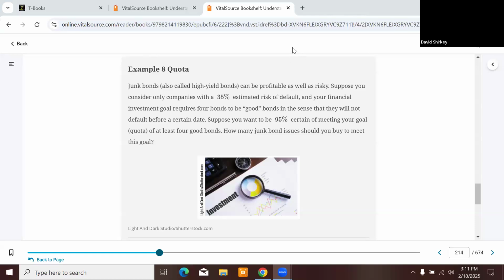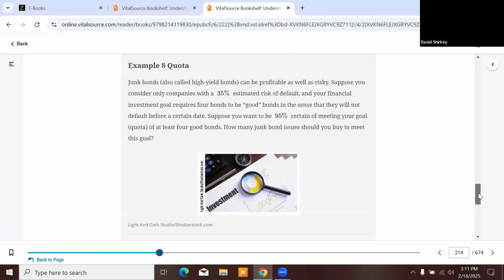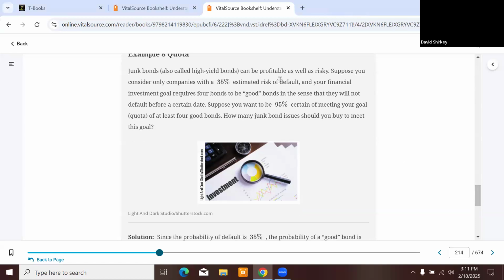Okay, so here's example 8, the quota problem. Junk bonds, also called high-yield bonds, can be profitable as well as risky. Suppose you consider only companies with a 35% estimated risk of default, and your financial investment goal requires 4 bonds to be good bonds in the sense that they will not default before a certain date. Suppose you want to be 95% certain of meeting your goal or quota of at least 4 good bonds. How many junk bond issues should you buy to meet this goal?